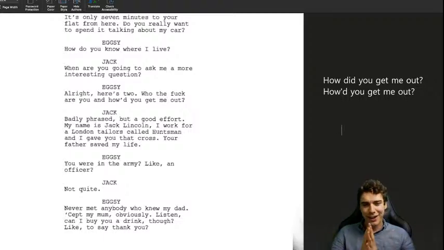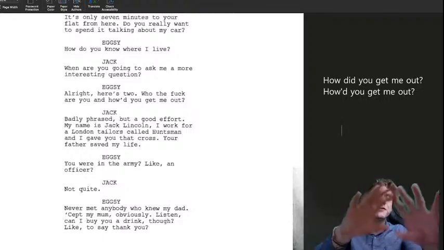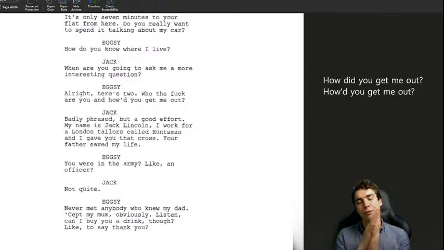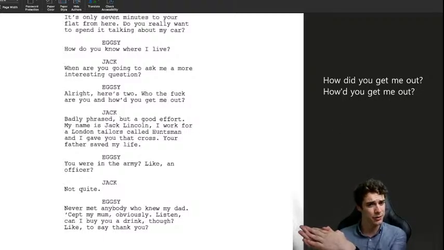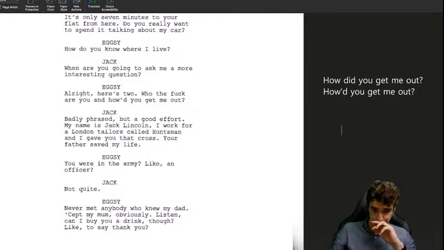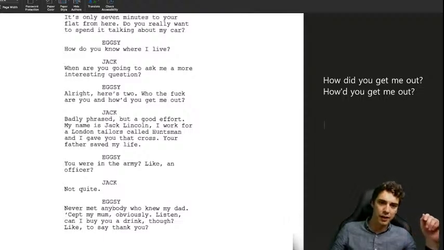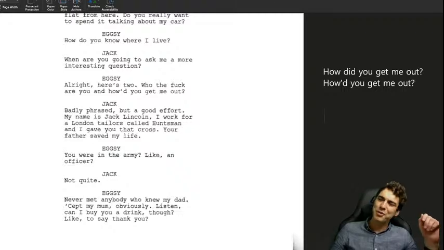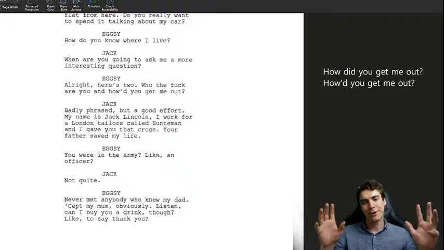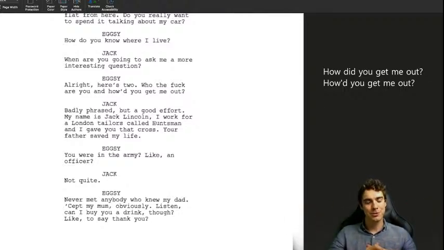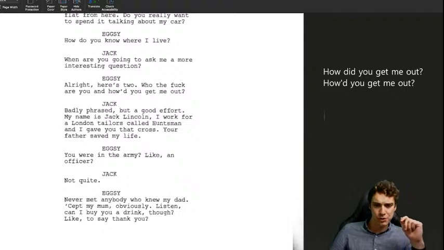It's called Huntsman. I think this version of the script is from before they made the film, so I imagine at that time it was called Huntsman instead of Kingsman. Perhaps I'm wrong. I don't know if Jack Lincoln is Colin Firth's character name. I'm not sure, I thought it was something different. Correct me if I'm wrong. Badly phrased, we don't really say this that often. I think it's because Colin Firth's character is an upper-class person, so he speaks more formally. Badly phrased, but I think we'll just skip this bit.